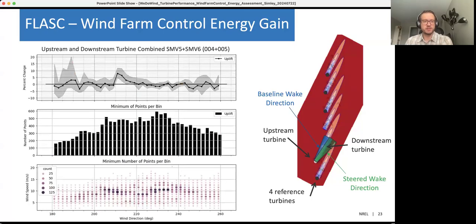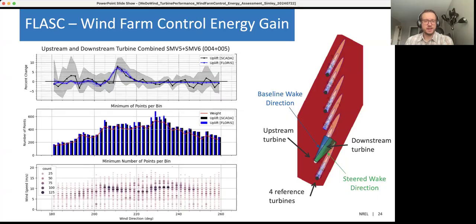And then similarly, we can look at the change in energy or the uplift from wind farm control just by subtracting those, or looking at the percent change in the energy ratios with wake steering and baseline control. And we can also compare that to the predicted increase in energy from our Flores model, shown in blue here.